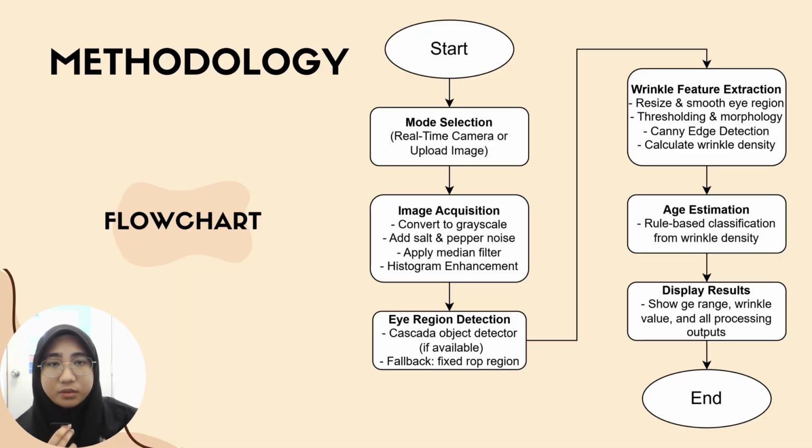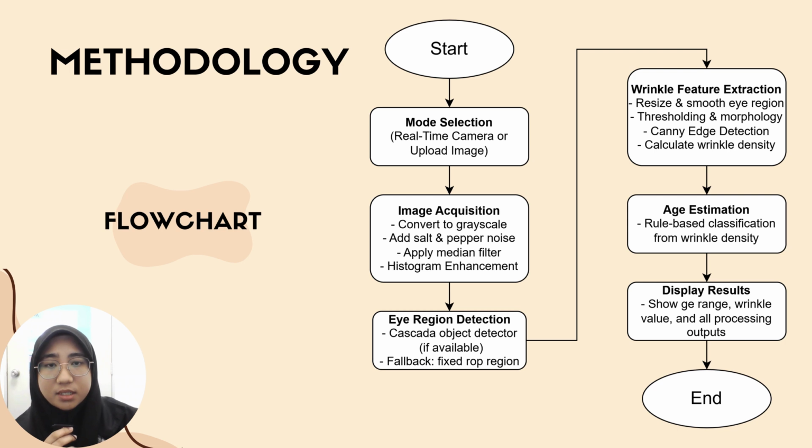Now, let's move on to the methodology. This flowchart outlines the main steps we followed in our project. We begin with the start point, where the user selects a mode, either capturing a real-time image through a camera or uploading an existing image. This is shown in the mode selection step. Next, we move to image acquisition. Here, the image is converted to grayscale to simplify processing. Then we add salt and pepper noise to simulate real-world conditions, apply a median filter to reduce noise, and enhance the image using histogram enhancement for better contrast.